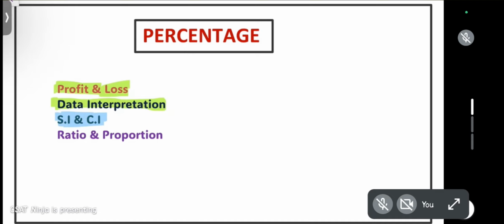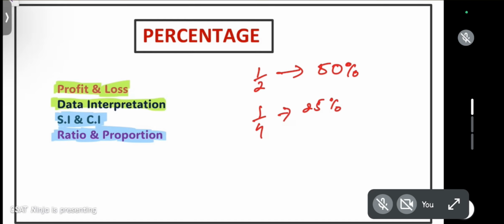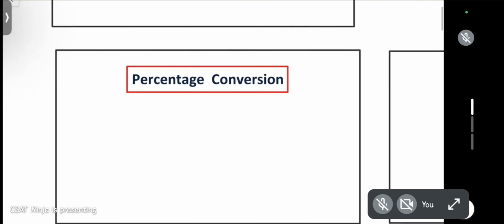Simple interest and compound interest deal with how much percent you are paying to someone or how much percent you are getting from someone. That means they are based only on percentage, and percentage and ratios are correlated with one another. For example, 1 by 2 is nothing but 50%. Half means 50%, right? Likewise, 1/4 means 25%. I'll tell you how to convert from a fraction to a percentage or from a percentage to a fraction. So with that in mind, let's start with percentage conversion.